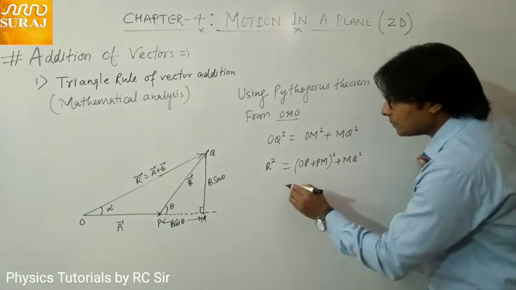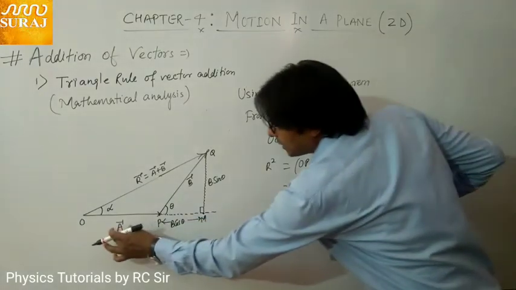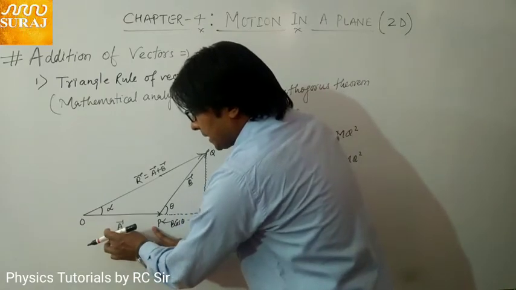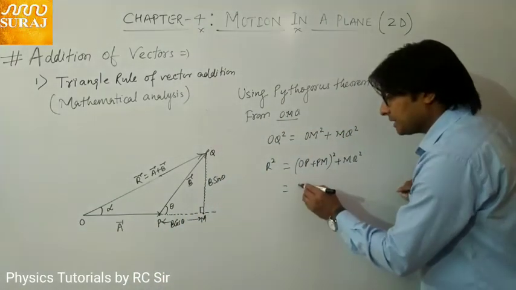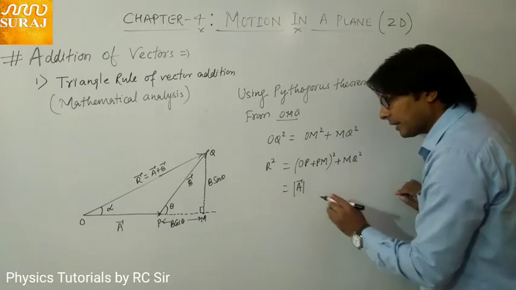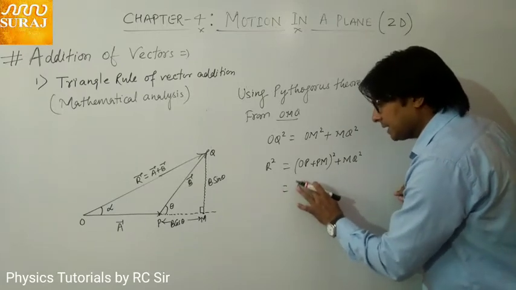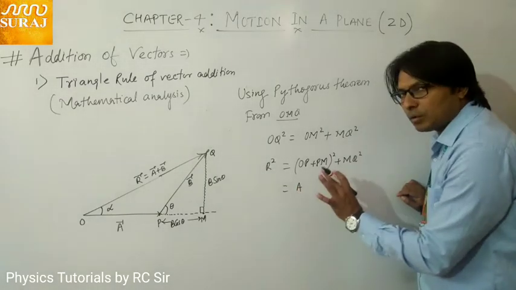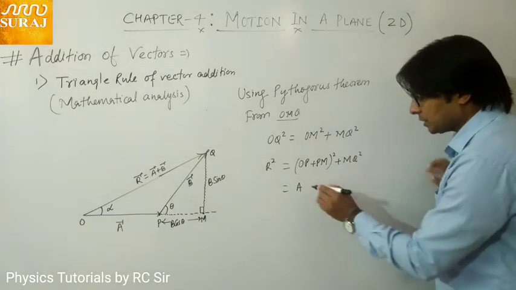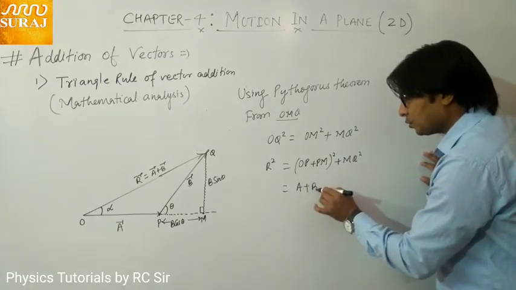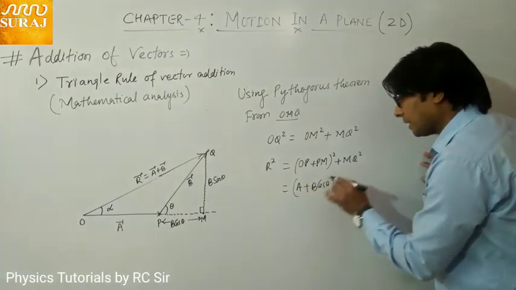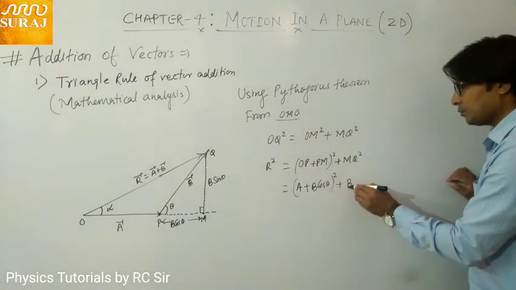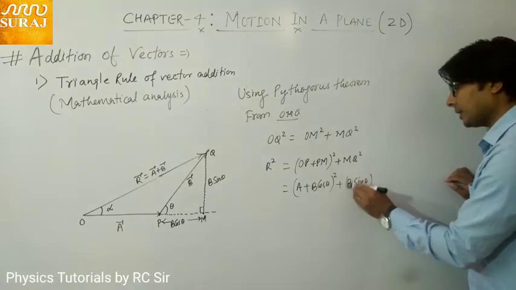Now OP is mod of A vector. What is OP? OP is the length of this A vector, which is the magnitude in fact, and magnitude we represent as A or mod of A vector. So simply I am representing it as A. If you do not put the sign of vector, then it becomes scalar or simply magnitude of that physical quantity. So this is A plus B cos theta whole square plus MQ. What is MQ? MQ is B sin theta. So B sin theta whole square.